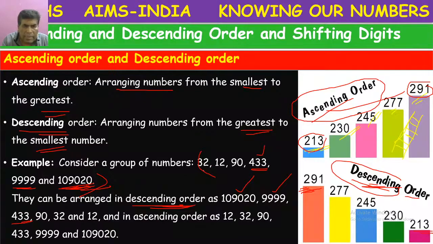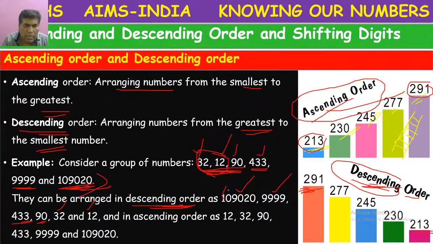Next, these 3 numbers are having the same number of digits. But out of these 3, the leftmost 9 is greater, so 90 is the largest number. Now 2 are remaining, 32 and 12. 3 is greater, so 32 we will write. Next, the remaining one is 12, so 12 we will write.